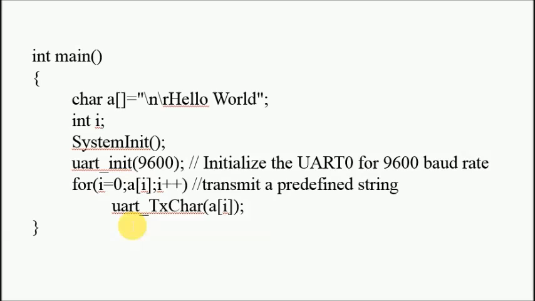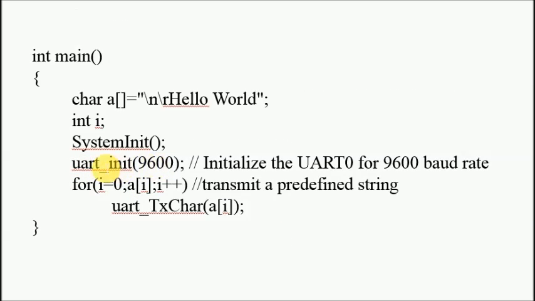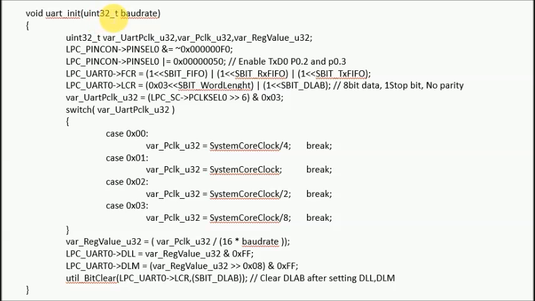Now you can see there are two important functions. One is the initialization of the baud rate. There are two functions I have written: one function to initialize the baud rate 9600, and the other function to transmit one character. Now we will see the functions. In the case of the UART initialization, I am going to call this function by value. You can see I have called this function here, giving the value directly in the function, that is unsigned integer 9600.